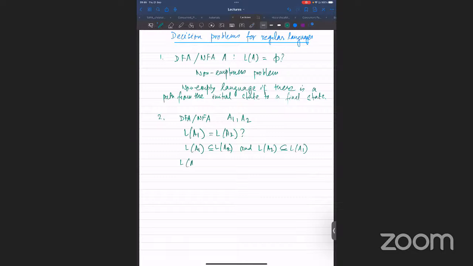You take the complement, not equal to empty, right? Suppose these are DFA, and so you can complement, you can take the intersection and you can construct another DFA and you can check its emptiness, right? So you can do all this.